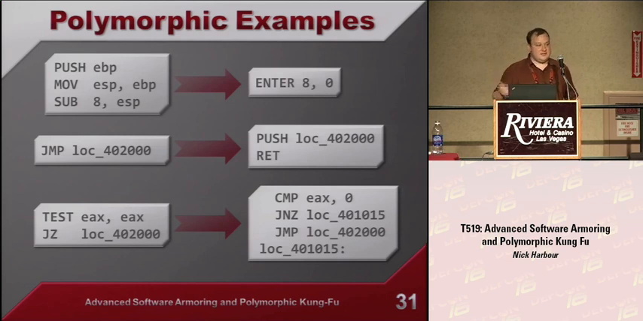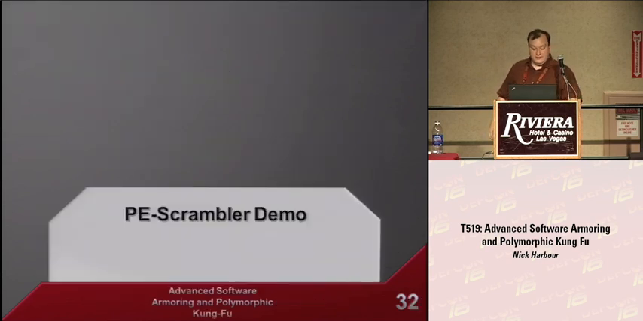So I can substitute a jump for a push and a return pretty easily. As you can kind of see where I'm going with this, there's any number of instructions which have any number of equivalent mappings. There's a lot that can go on here. On the last one, I actually substitute logical comparison with an equivalent one. So let me show you an example of this tool.